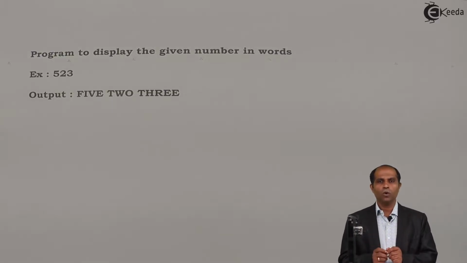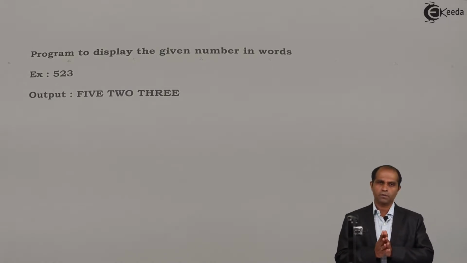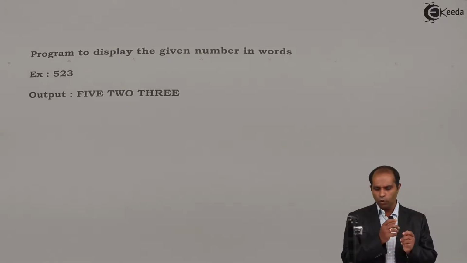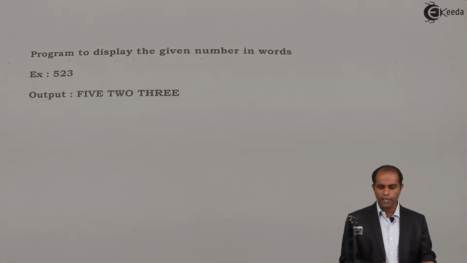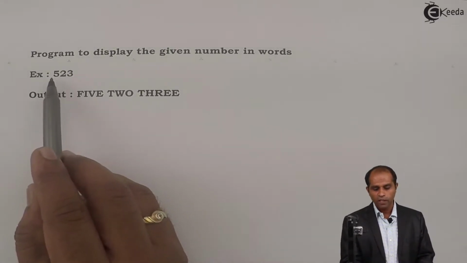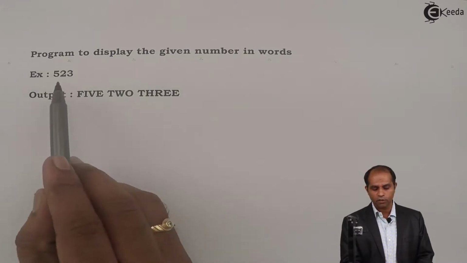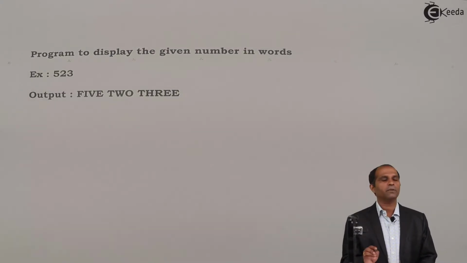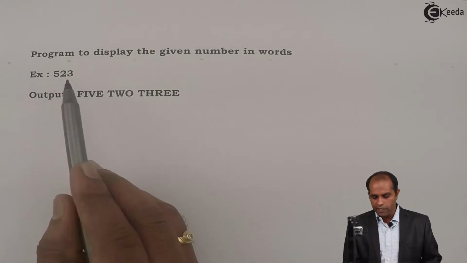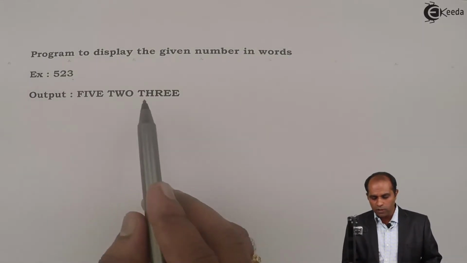Let's try one more code, a very important code from the examination point of view: how exactly do I display the given integer number in words. If I go back to my good old number, that is 523, I now have to display not the individual digits, but the word corresponding to that particular digit. For example, the first digit corresponds to 5, the second digit corresponds to 2, the third digit corresponds to 3.